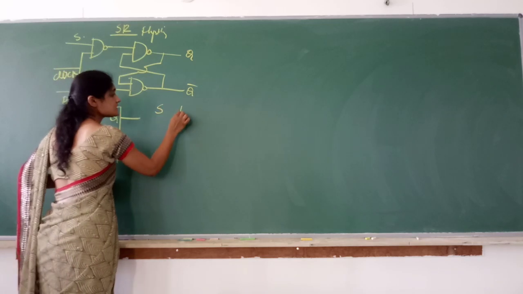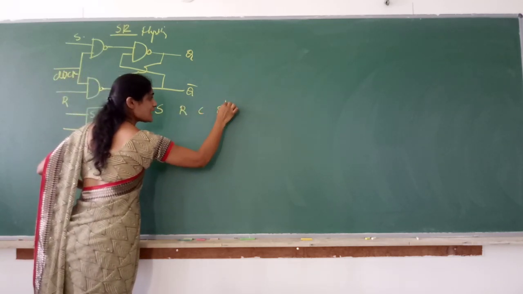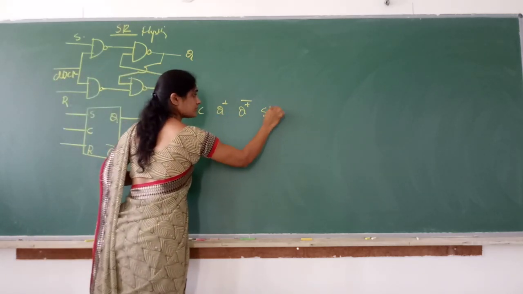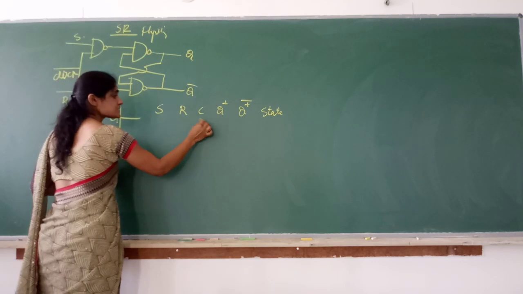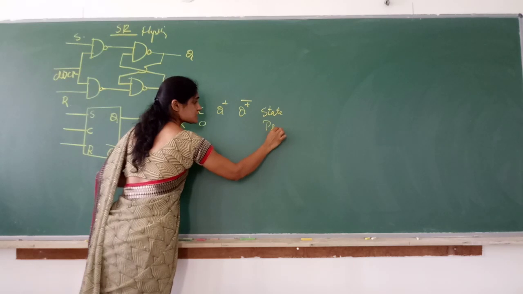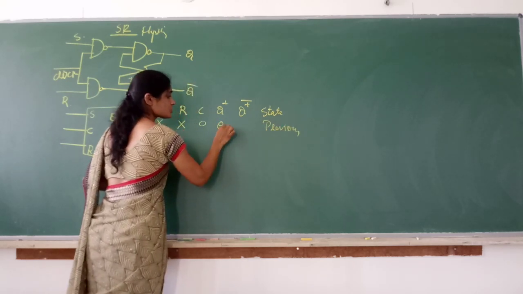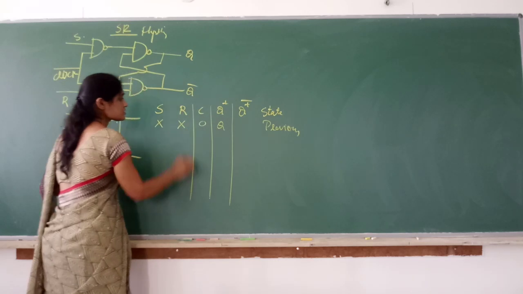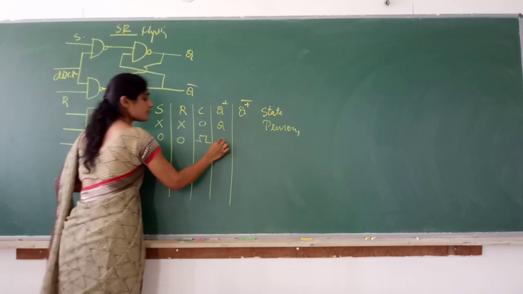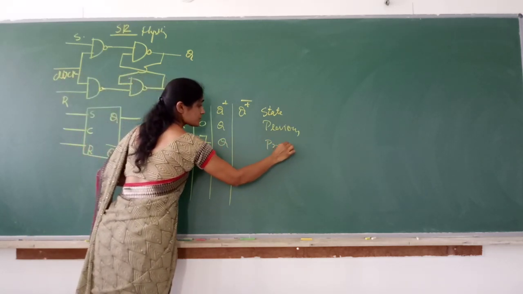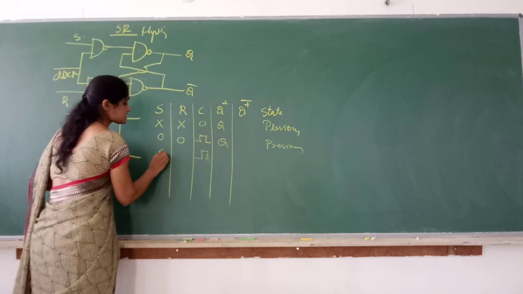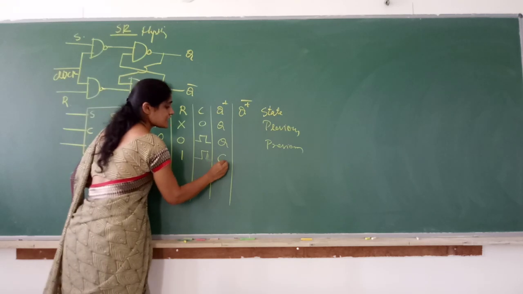Function table: S, R, clock, Q plus. You can add one more column, state. If clock is 0, whatever input you give to S and R, what is the output we get? The same as the previous state. Correct? So Q. Now, if clock is high, S 0, R 0, previous state. You should remember the function table of all the flip-flops. Giving the clock pulse, if you give S as 0 and R as 1, R is 1, so reset, 0.